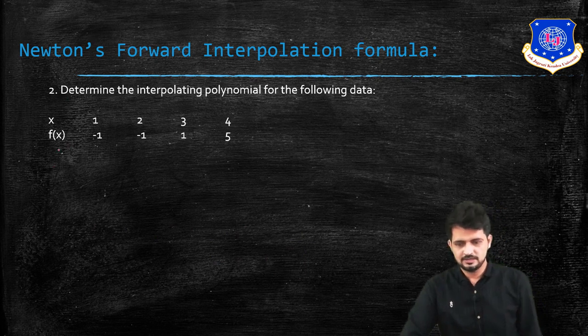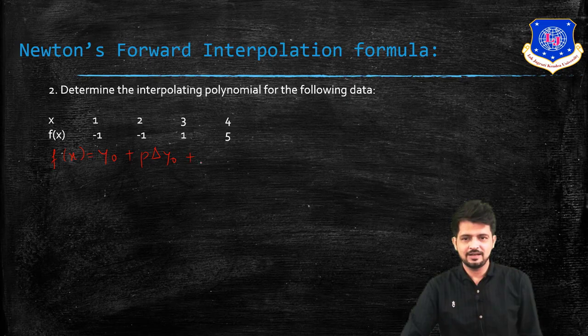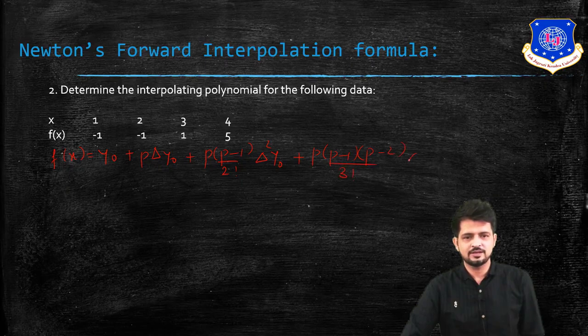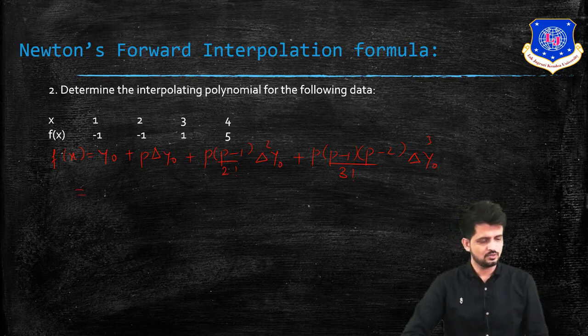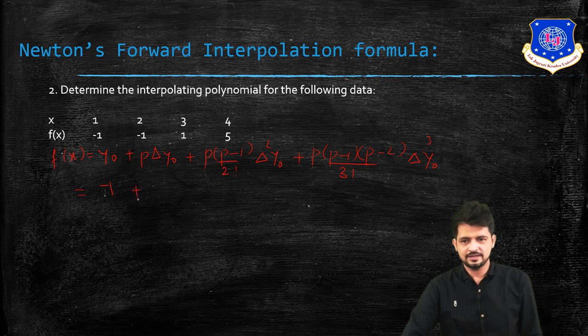Which is the formula? f of x is equal to y0 plus p del y0 plus p into p minus 1 upon 2 factorial into del square y0 plus p into p minus 1 into p minus 2 upon 3 factorial into del cube y0. Now what is the value of y0? The value of y0 is minus 1. What is the value of p? Our p is x minus 1. And the value of del y0 is 0, right?